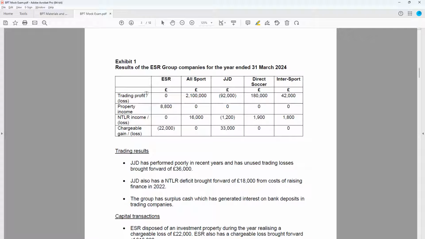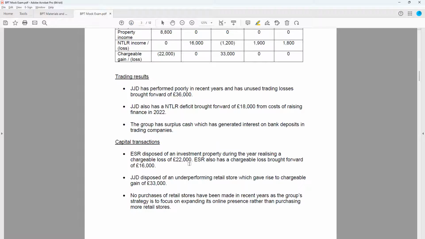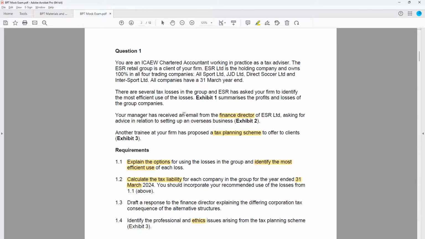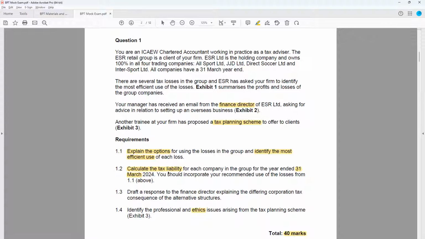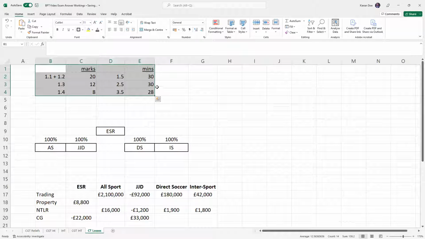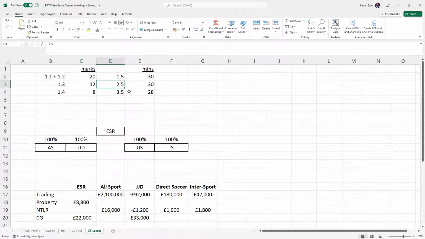So there's obviously 2 parts of the question here related to exhibit 1. There's 2 requirements for exhibit 1. There's a lot of numbers to work with. There's probably a bit more information overall. We know with losses, there's a lot of rules, there's different options as to how we can use the loss as well. So there'll be a lot to work through there. And then we need to calculate the tax liabilities for each company in the group. So certainly more to do there than this part of the question. Then we can see the amount of time we'll have to spend for each part of the question.